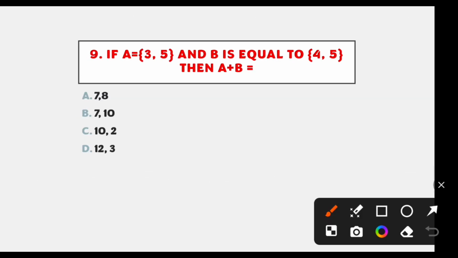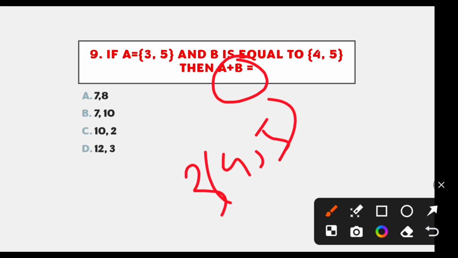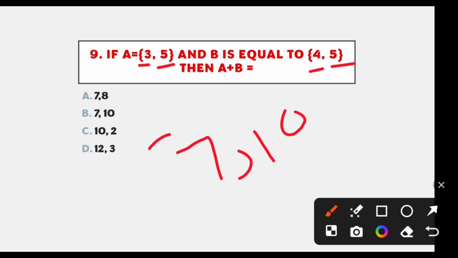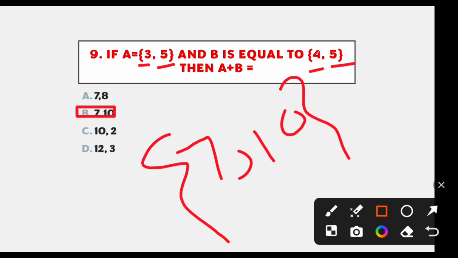Q number 9 is: if A is equal to {3,5} and B is equal to {4,5}, then A plus B is equal to. We are given two sets, A is equal to {3,5} and B is equal to {4,5}. Then we have to find A plus B. So in math, addition is very simple. If we were given multiplication, we would have to multiply 3 with 4, 5, and in the same case, multiply 5 with 4, 5. But this is addition and addition is very easy. What we have to do is add 3 with this 4, so it will be 7, and 5 with this 5, so it will be 10. So our answer is option B, meaning 7 and 10.